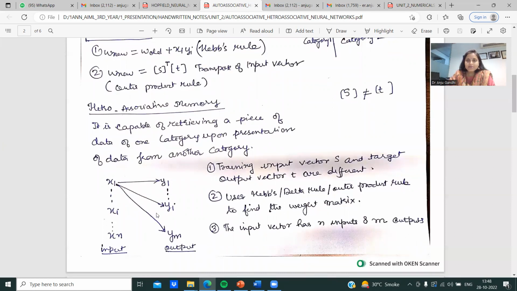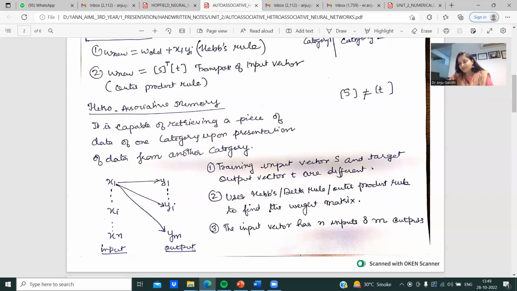Now, talking about its structure, we have a set of sources and a set of targets. In the previous autoassociative memory, the number of sources and targets was equal. But in the case of hetero, it is different. We have a set of inputs as the source, n in number, and we have m outputs, or targets, in this. So the difference lies here.